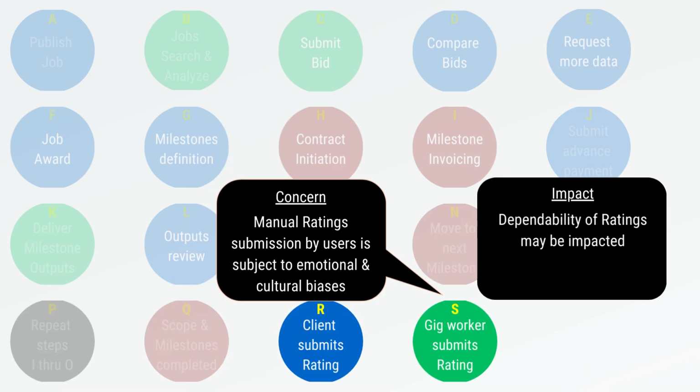Performance ratings are submitted manually by users, in most cases. This makes the ratings subject to emotional and cultural biases. For example, a user in a very happy state of mind may submit a higher rating than deserved, while an emotional disturbance may lead to the rating being submitted lower than deserved. Also, communities that are more stringent may only provide average ratings.